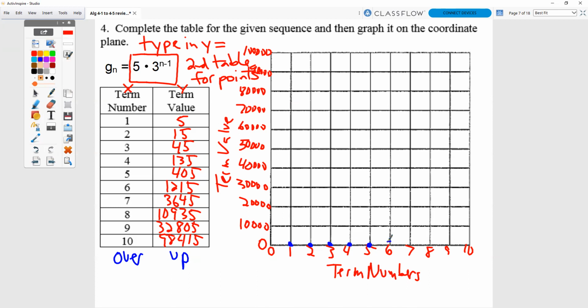Now it's going to be up a little tiny bit, and then up to 3,000. So it's going to be about a third of the way up at 7, and then 10,900 just above the 10,000 there. Then we have 32,000, and then all the way up to 98,000. Don't connect the dots. All right, it's just like that. It is a discrete graph.